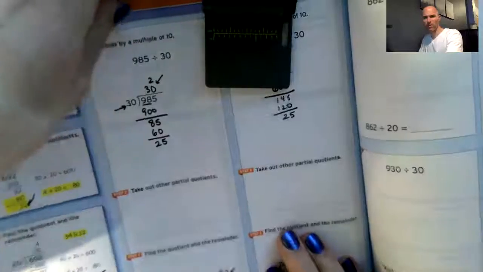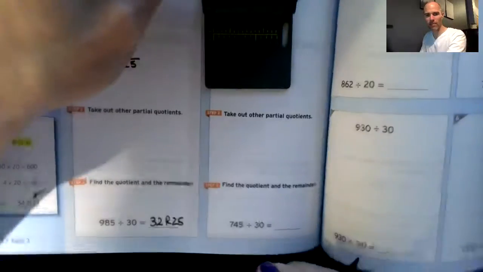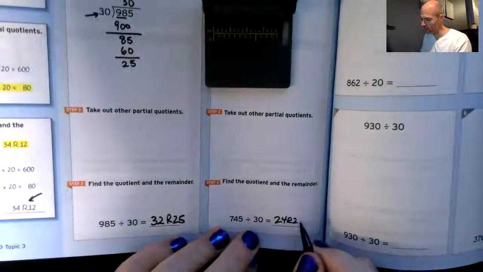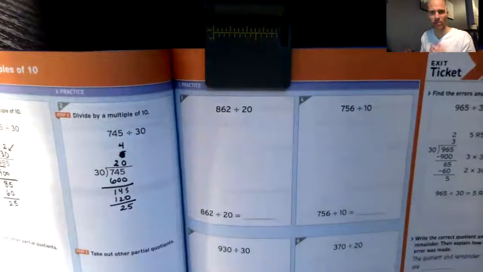I don't know what they want us to do with all this space. It's not really necessary. That's here. Can you see? I'm writing 24, remainder 25. All right, let's do one more together. And then I'm going to need you to try to do the other 3 without me. And if you have time, you can do the exit ticket. The exit will be optional.